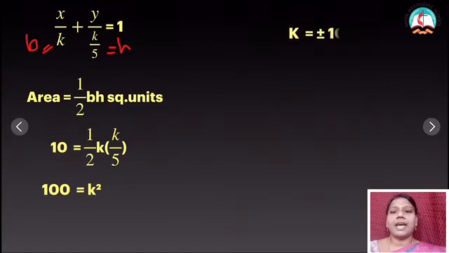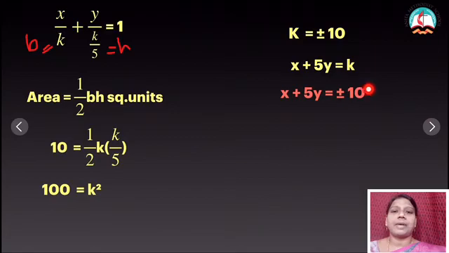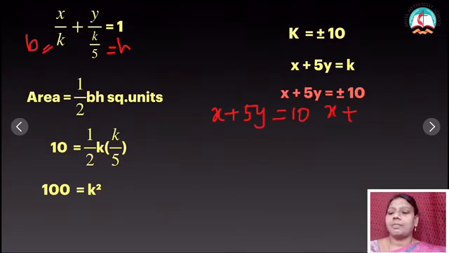What is the value of k? Plus or minus 10. So plus or minus 10 means we can get the equation as x plus 5y equal to k. Therefore x plus 5y equal to plus or minus 10. That means I will get one equation in the plus form and another equation in the minus form. So these two are the required equations.